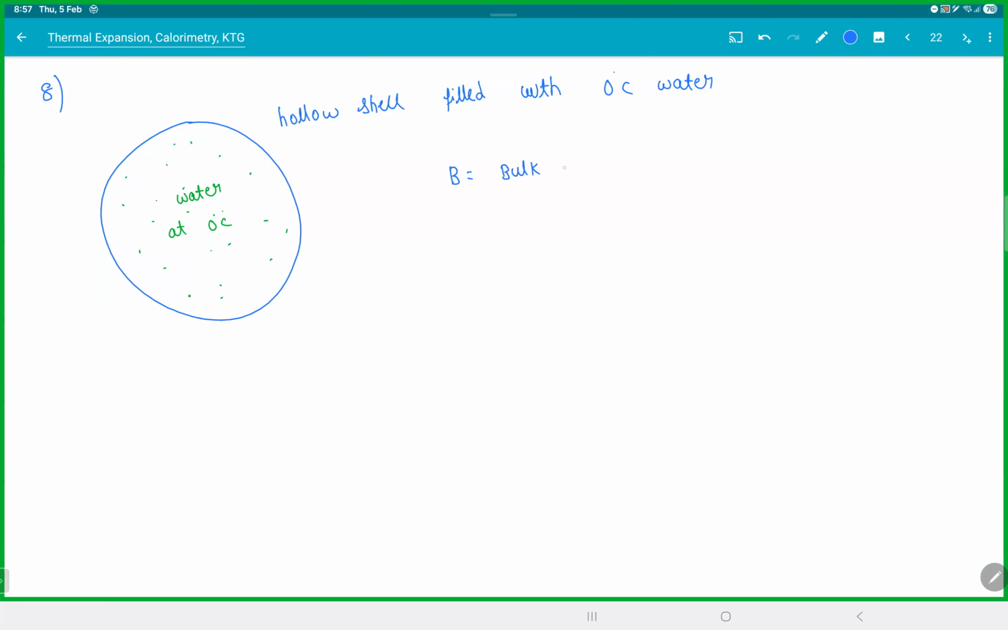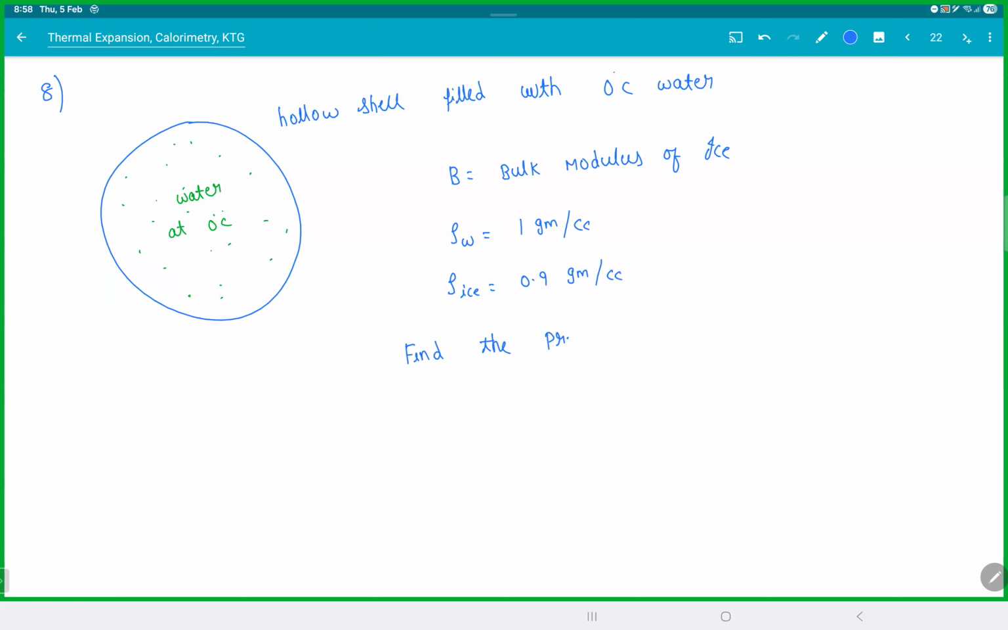B is the bulk modulus of ice. Density of water is 1 gram per cc. Density of ice is 0.9 gram per cc. Now, find the pressure on the shell.